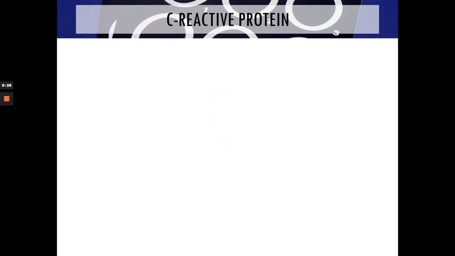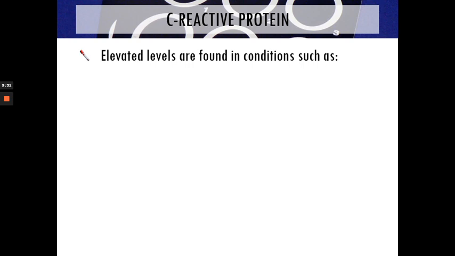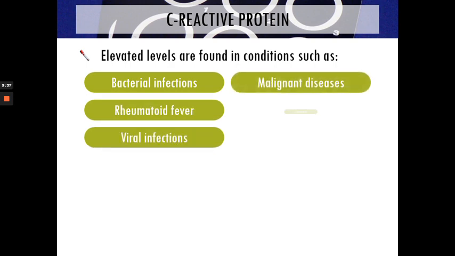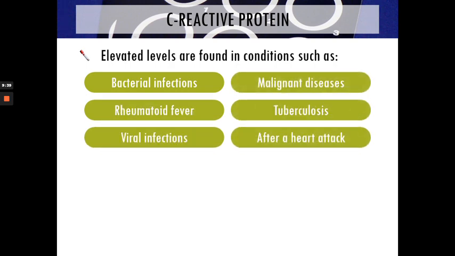Now, in what conditions do we see elevated levels of CRP? First is of course bacterial infections, because they trigger inflammation and infection, so your CRP increases. Another one is rheumatic fever, because that's an autoimmune disease, so there's inflammation. Viral infections, the same. Malignant diseases, of course. Tuberculosis, which is another type of inflammation, and after a heart attack, which is again a type of inflammation.